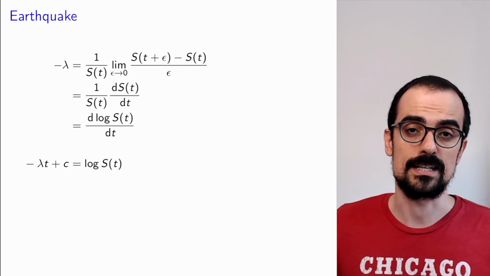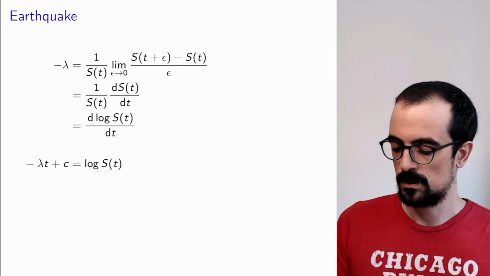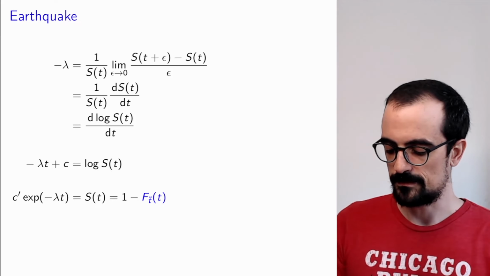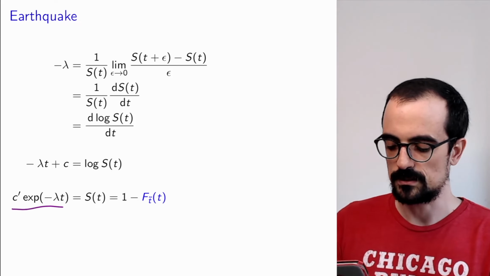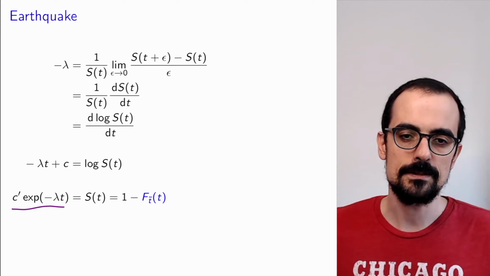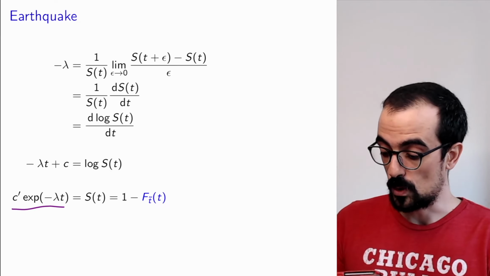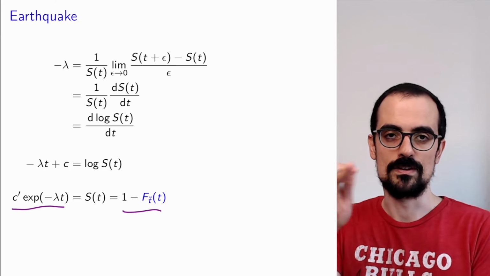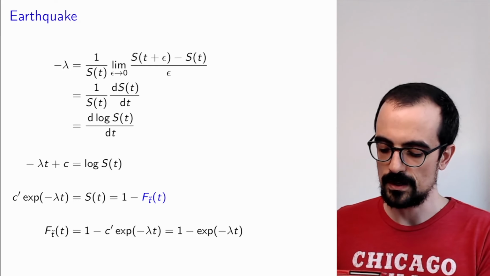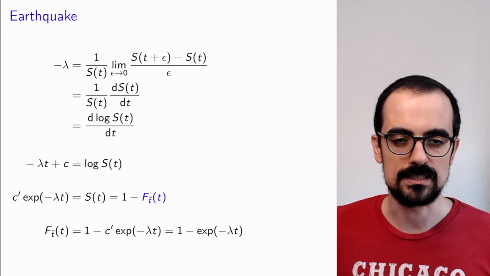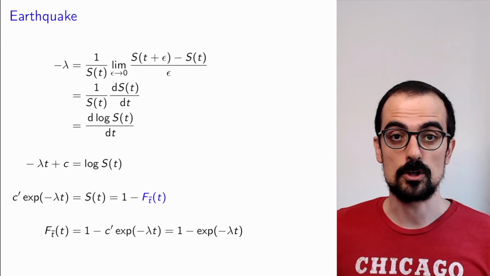And now we're going to just take exponentials on both sides. So this means that the survival function is equal to some constant times exponential of minus lambda t, and that is equal to 1 minus the CDF. So moving things around, what is the CDF equal to? It's 1 minus some constant times an exponential.